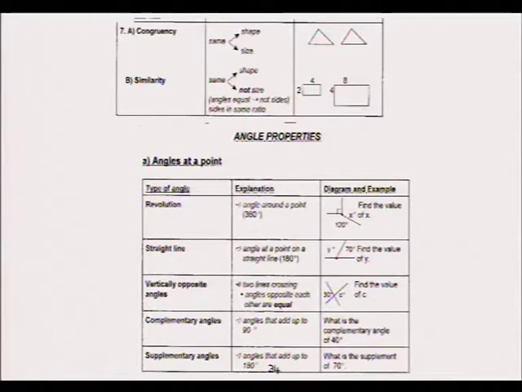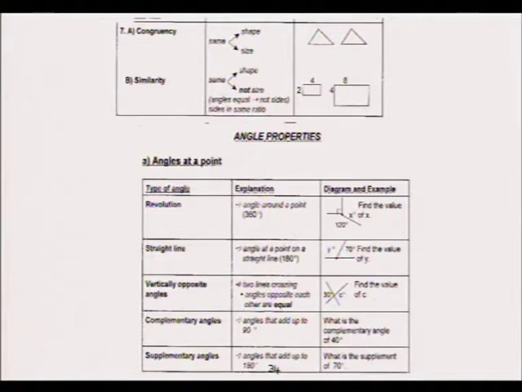Congruency, it is the same shape as well as the same size. It looks exactly the same, then they are congruent. Similarity, it is the same in shape but not the size. Then they are similar. Look at the example there.